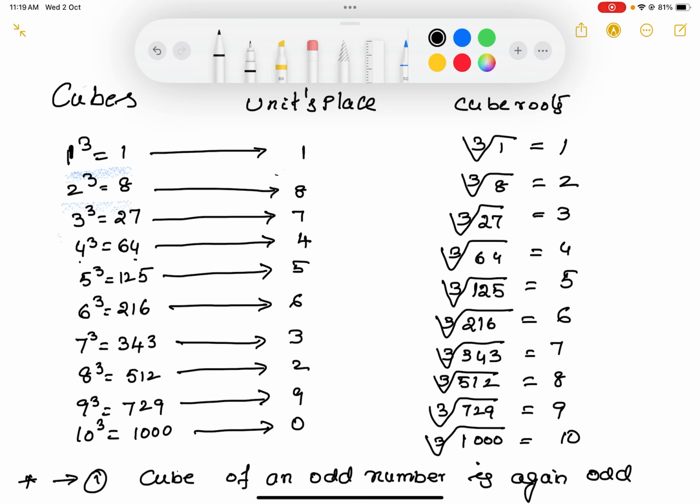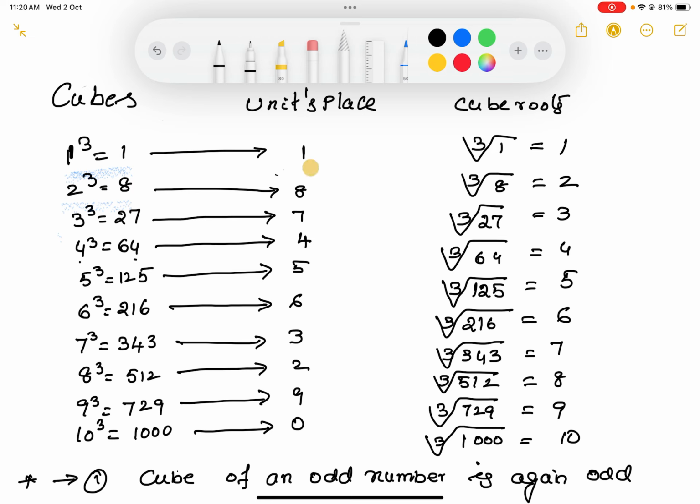Okay, so 1 cube is 1, 2 cube is 8, 3 cube is 27, and 8 cube is 512, 9 cube is 729, 10 cube is 1000, all this. Apart from these cubes, you need to remember their units place also. If you memorize these units places also, then your problem solving method will be a little faster.